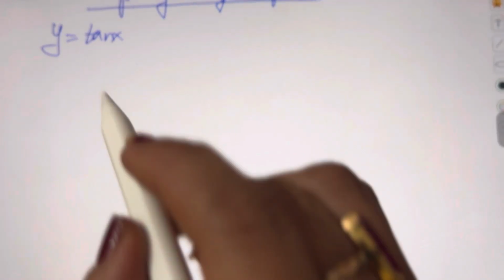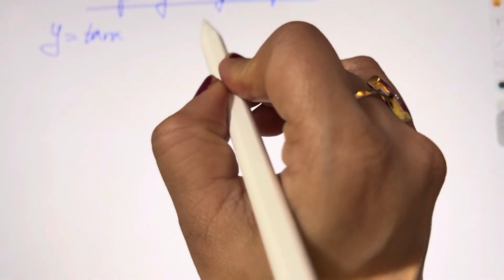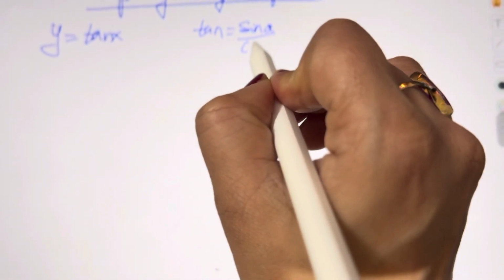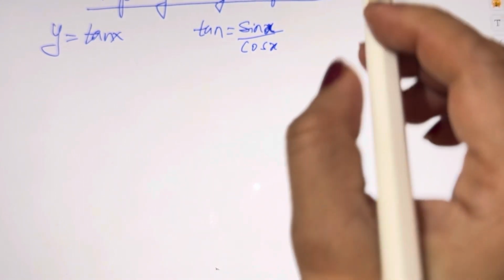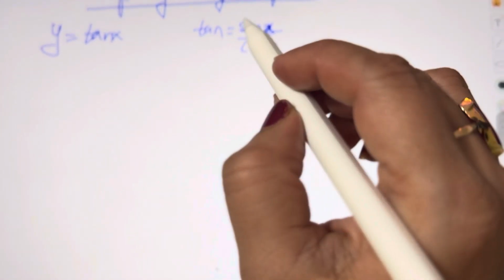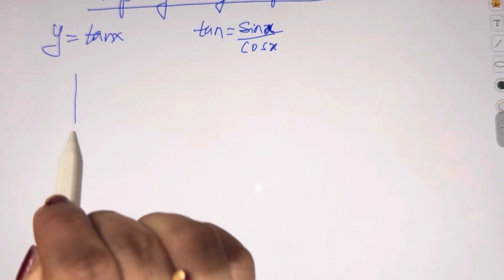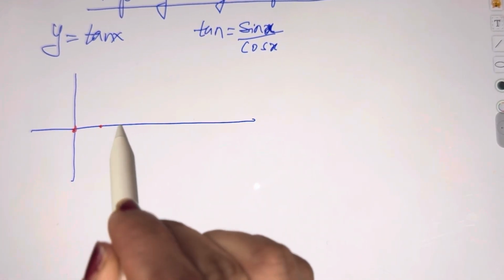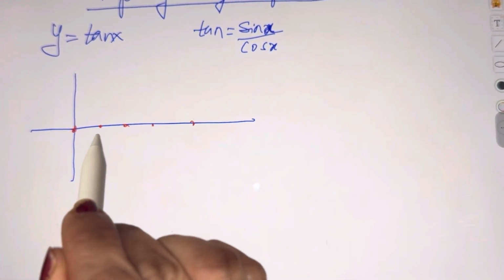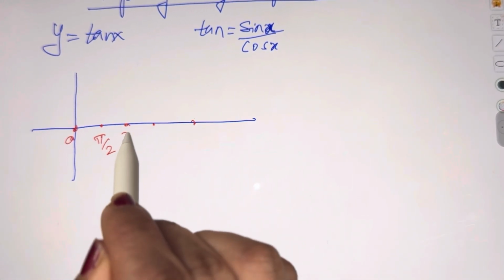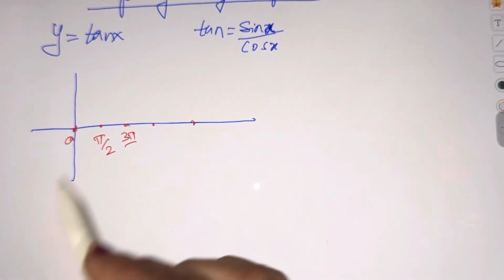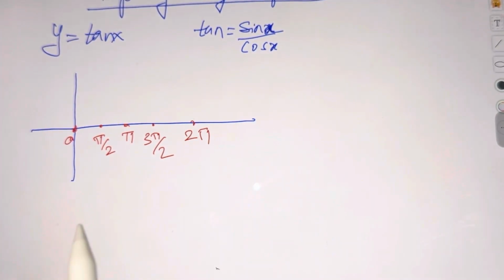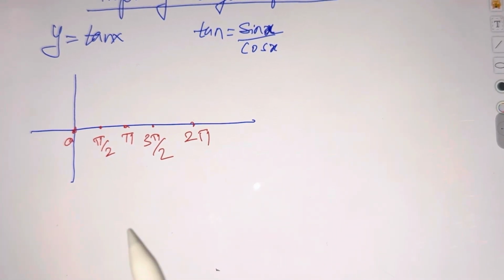So we are doing the parent tangent graph. We know what tangent is: tangent is equal to sine ratio over cos ratio, right? When we do the tan graph or any kind of trigonometric graph, if you see my previous video, I always go by those five benchmark points, which are 0, pi by 2, pi, 3 pi by 2 and 2 pi. These are my benchmark points that I take in all the things.